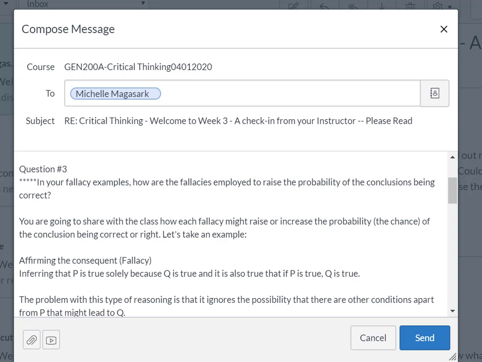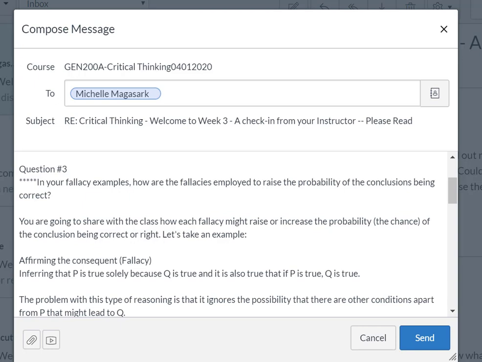And I'm going to address that with an example, and I hope it will help. In your fallacy examples, how are the fallacies employed to raise the probability of the conclusion being correct? I know I didn't write that question. I would have written it a different way. So let's just go through it. You are going to share with the class how each fallacy might raise or increase the probability, the chance of the conclusion being correct or right.